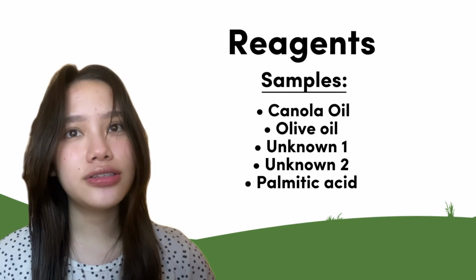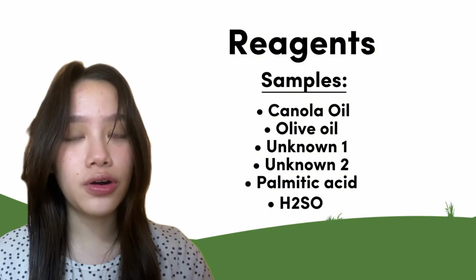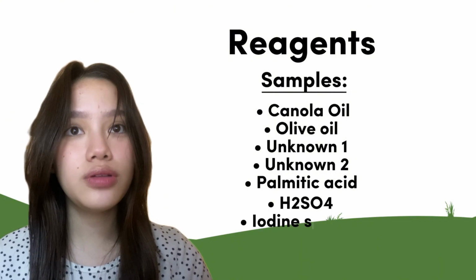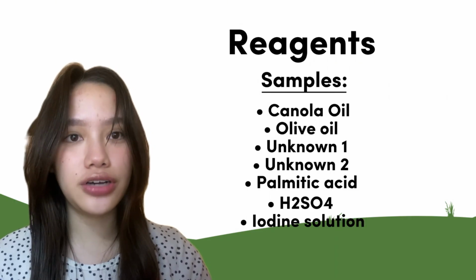Other reagents are also needed, such as the H2SO4 or sulfuric acid and iodine solution that will be used for the Hubl's test in identifying unsaturated lipid samples.